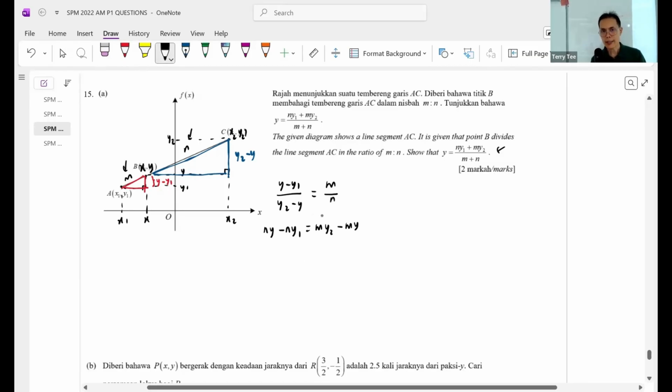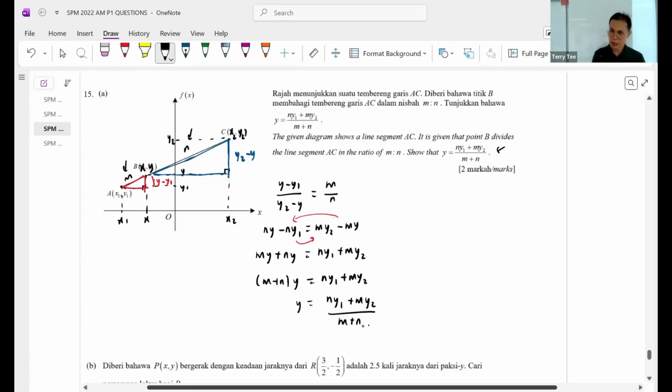Okay, so group your y together, transfer this to the left, this to the right. So you write m first. I'm going to write m first. my plus ny equals to ny1 plus my2. Then you factorize your y. Take the y outside. ny1 plus my2. Divide everybody by m plus n. ny1 plus my2 over m plus n.